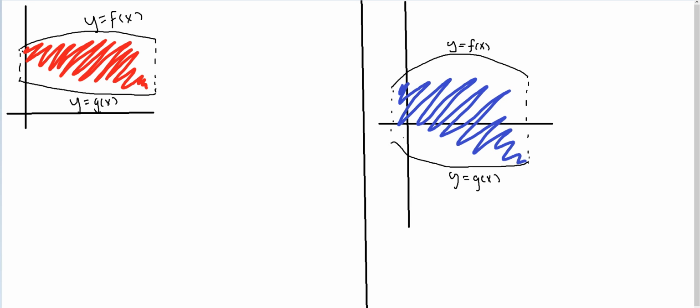Welcome to the Calculus B section. In this section, we'll be discussing areas between curves.